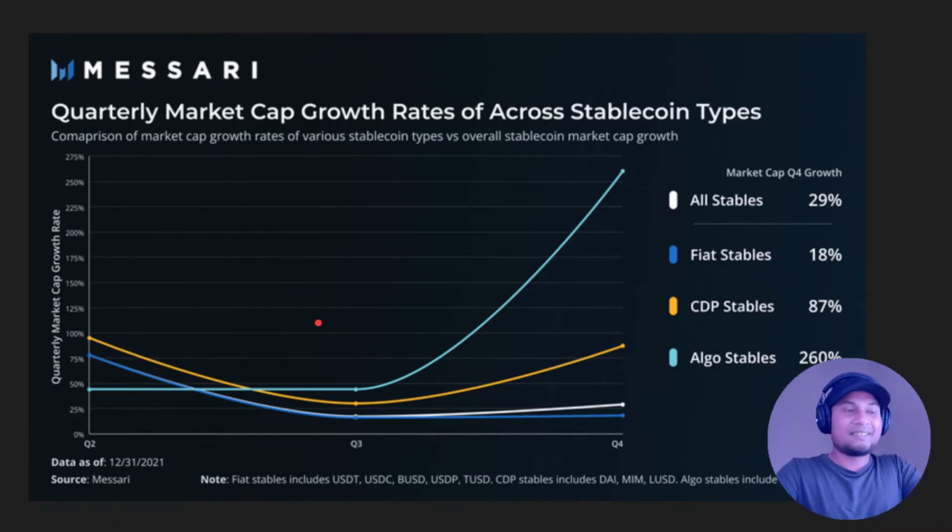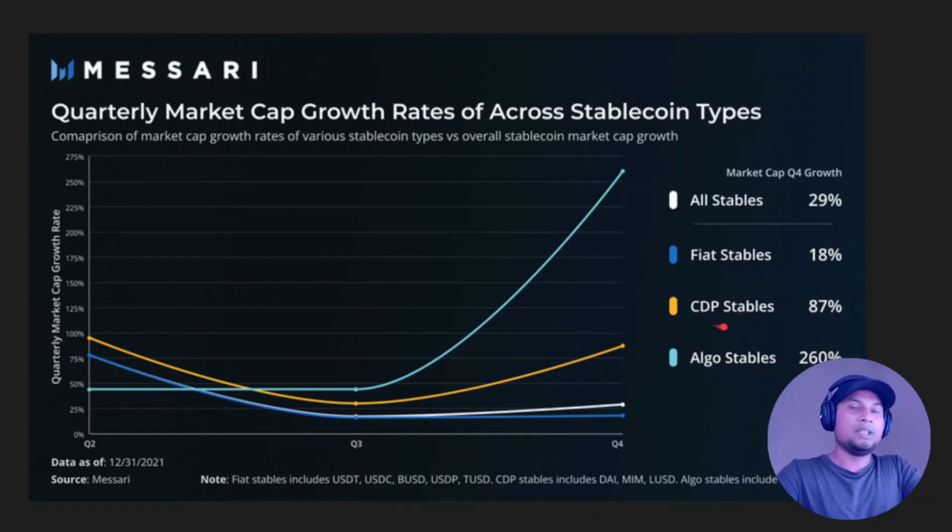But anyways, like I mentioned, algorithmic stablecoins like UST, the Terra stablecoin, did pretty insanely in Q4 of 2021. If we take a look at the quarterly Q4 market cap and the growth of different types of stablecoins, the entire market cap in quarter four alone in 2021 grew by about 29%, across all the different types of stablecoins. But if we classify into different types, like fiat stablecoin, its market cap grew by about 18%.